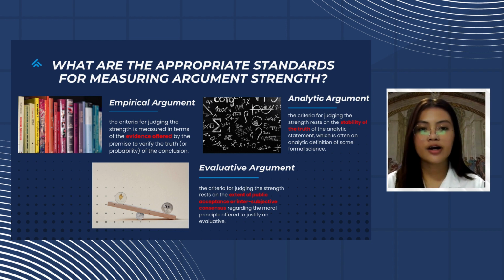While for an analytic argument, the criteria rest on the stability, or how stable is the truth of the analytic statement, which is often an analytic definition or some formal science, which we have discussed a while ago. Then lastly, for an evaluative argument, the criteria for judging the strength rests on the extent of public acceptance, or what we call the intersubjective consensus regarding the moral principle offered to justify an evaluative claim.